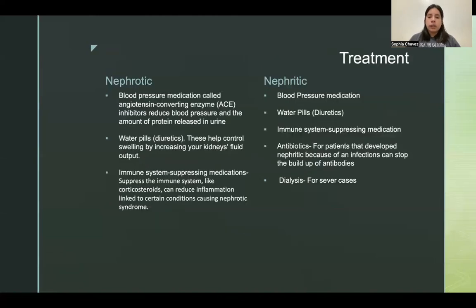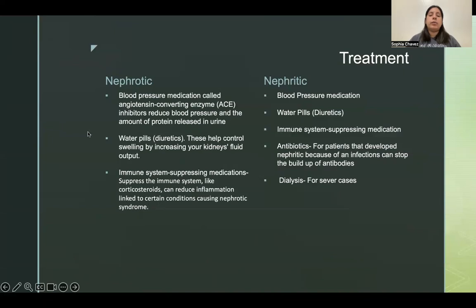As for treatment, they're pretty much somewhat similar. I think the only key difference here is the immune system suppressing medication. For nephrotic, there is blood pressure medication called angiotensin converting enzyme inhibitors, which reduce blood pressure and the amount of protein released in the urine. And then there are diuretics, which are water pills. These control the swelling by increasing your kidney fluid output.